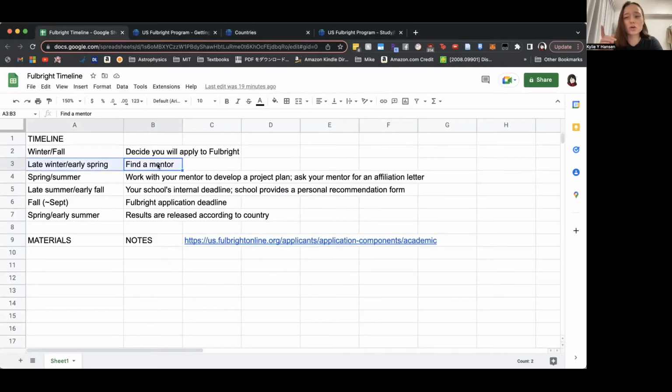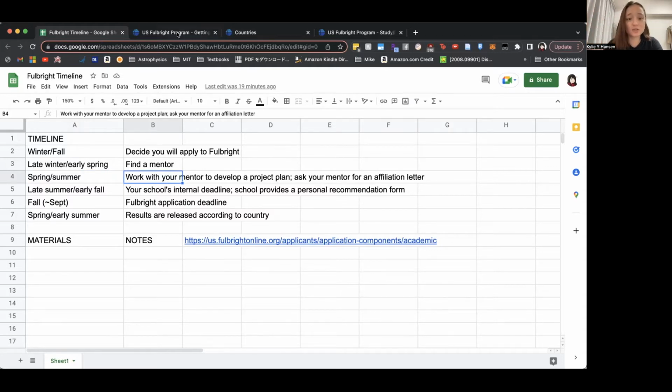And why is it so early? So why do you need to find a mentor so early? Well, first of all, you need to decide really early because finding a mentor takes a long time. You need to find a mentor because of the affiliation letter thing I was talking about. So basically in the spring and summer, after you find a mentor who's willing to work with you for the application and project, you work with your mentor to first develop a project plan, but also at the same time to ask your mentor for an affiliation letter.